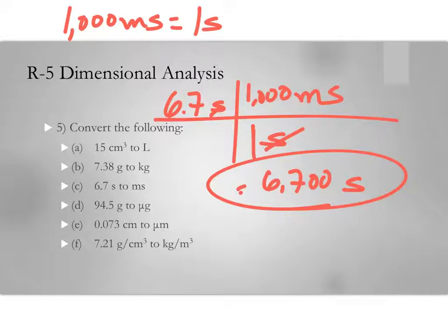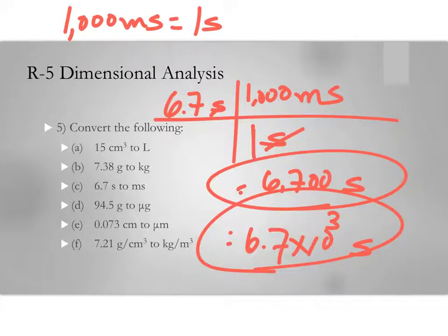You might be asking yourself, scientific notation. So in this case, you would have 6.7 times 10 to the third milliseconds. How many times does it take to move the decimal to get to being after the first number? So 1, 2, 3. And since it's a number bigger than 1, it's a positive 3.